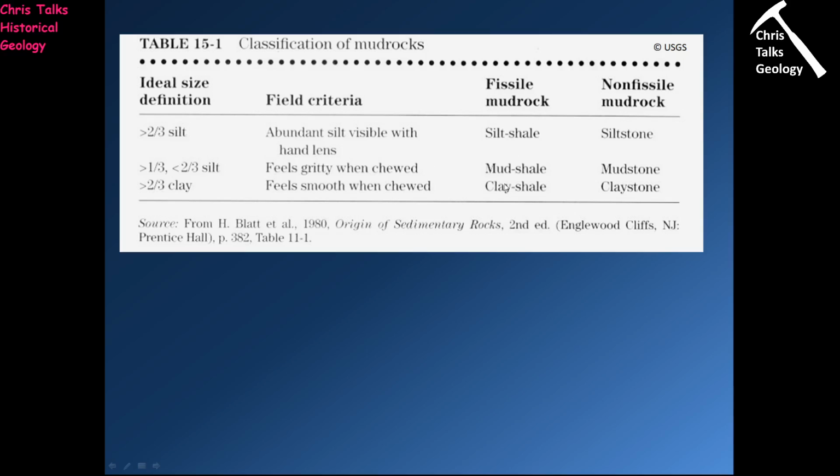Clay-dominated rocks, if it's fissile, clay shale. If it's non-fissile, claystone. And then if it's a mixture of both clay and silt, if it's fissile, it's a mud shale. If it's non-fissile, it's a mudstone. Very simple system, can't really go wrong.